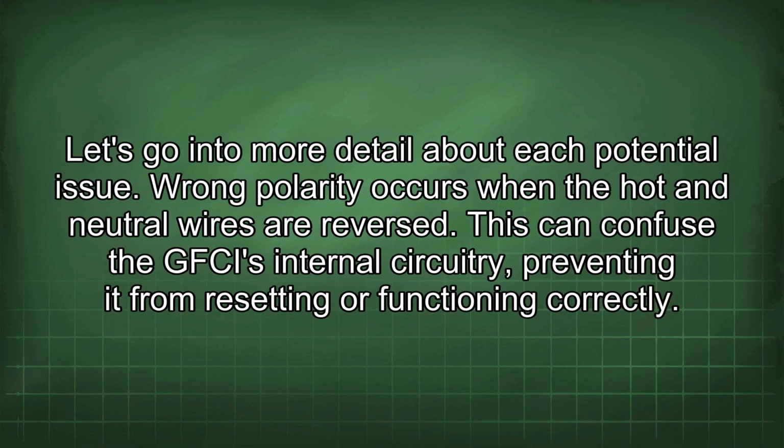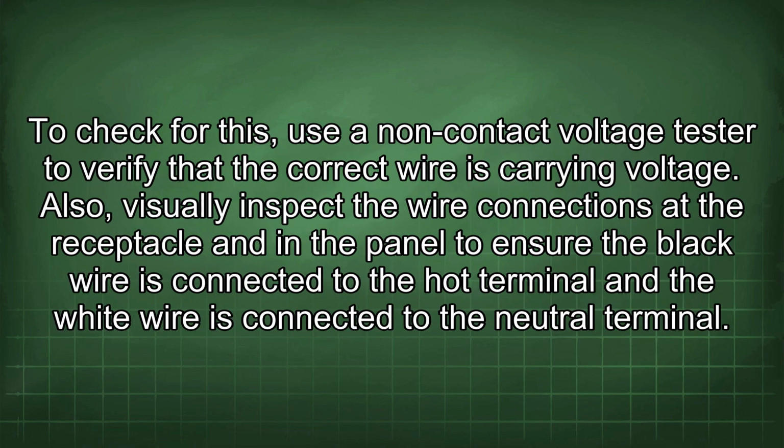Let's go into more detail about each potential issue. Wrong polarity occurs when the hot and neutral wires are reversed. This can confuse the GFCI's internal circuitry, preventing it from resetting or functioning correctly. To check for this, use a non-contact voltage tester to verify that the correct wire is carrying voltage. Also, visually inspect the wire connections at the receptacle and in the panel to ensure the black wire is connected to the hot terminal and the white wire is connected to the neutral terminal.